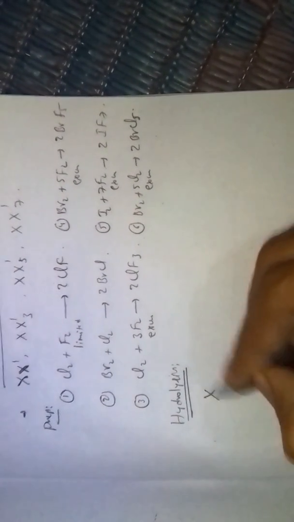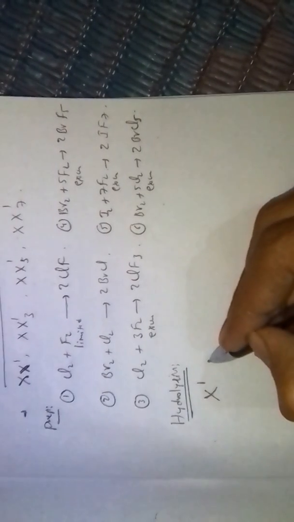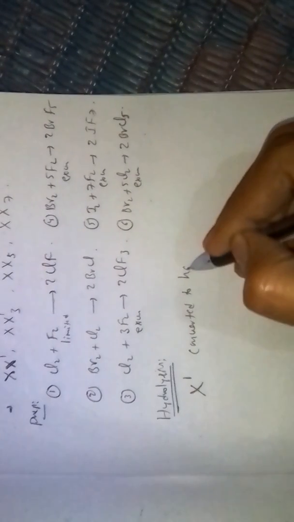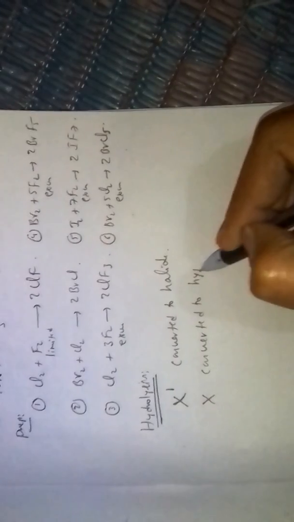Their hydrolysis reactions. During hydrolysis, the smaller size atom X' is always converted to halide, and the larger size atom X is converted to hypohalite in case of XX' hydrolysis.